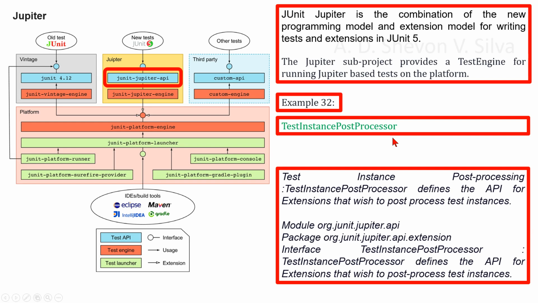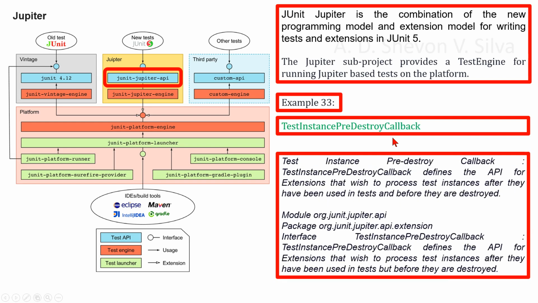Common use cases include injecting dependencies into the test instance, invoking custom initialization methods on the test instance, etc. For a concrete example, consult the source code for the MockitoExtension and the extension examples in the documentation. Test instance pre-destroy callback.